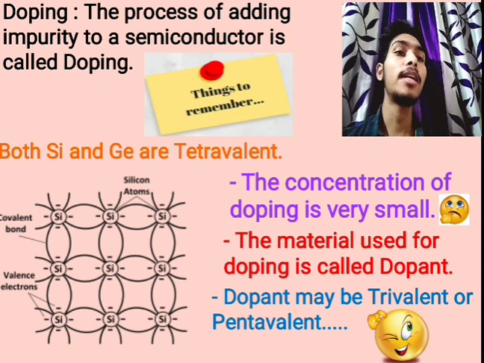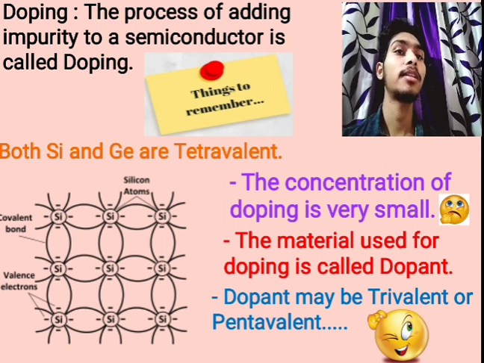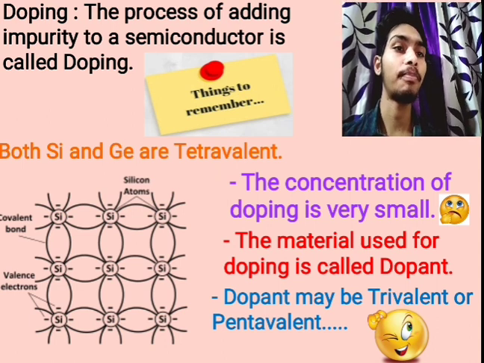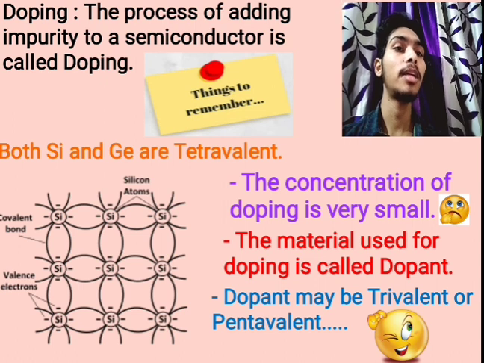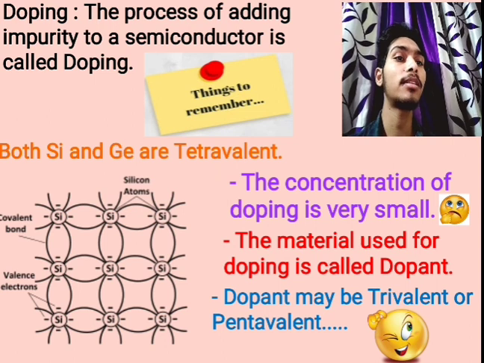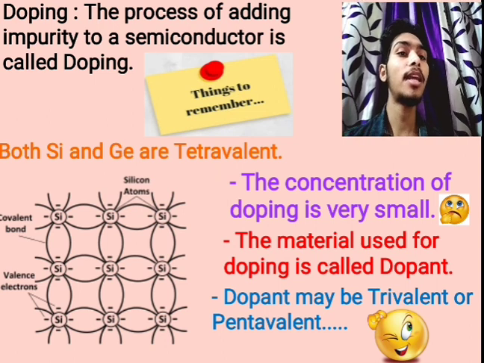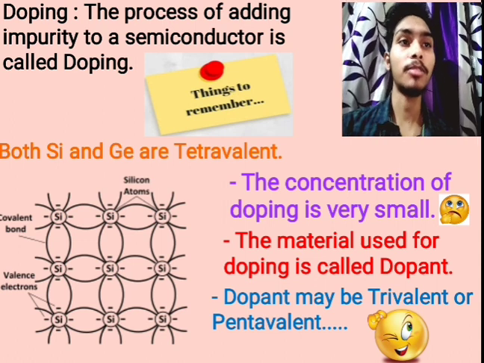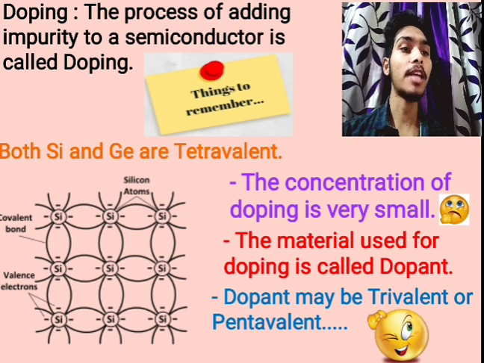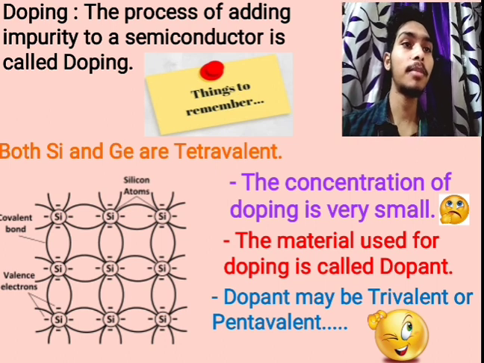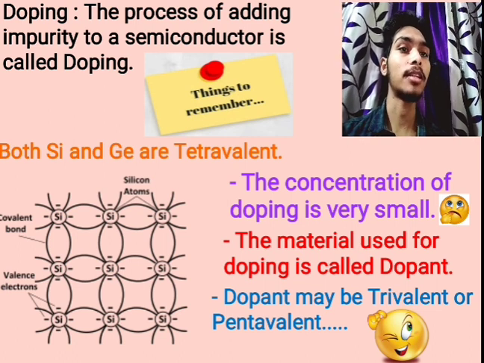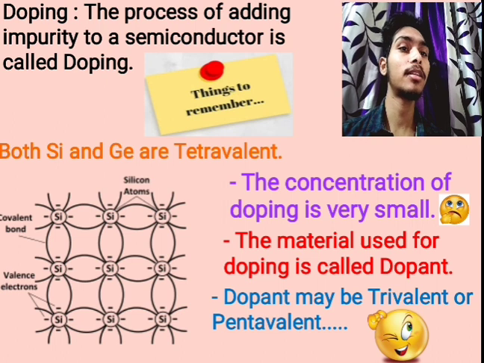Then, the concentration of doping is very small. To be precise, it is around 1 ppm. That means if we take 10 to the power 6 atoms of pure crystal, we dope one atom. The material used for doping is called dopant. Dopant may be trivalent or pentavalent. Trivalent means there are 3 electrons in the outer shell, and pentavalent means there are 5 electrons in the outer shell. Tetravalent means there are 4 electrons in the outer shell.